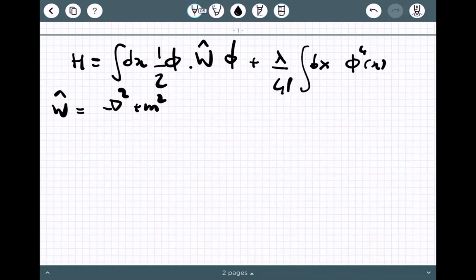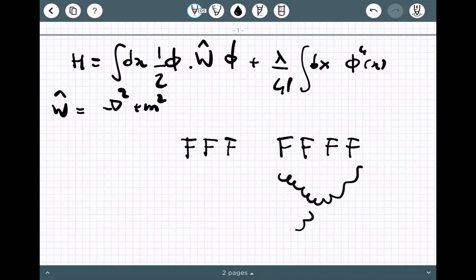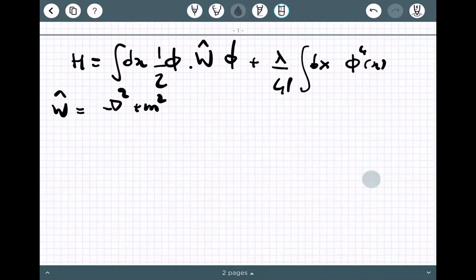QCD, on the other hand, you will discover, is tricky because QCD will contain FFF, but fortunately also contains FFFF from non-abelian couplings, gluon, gluon, gluon, gluon interactions. And therefore it's safe. Okay? Going back to us.